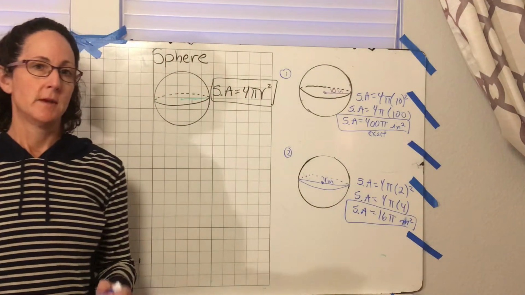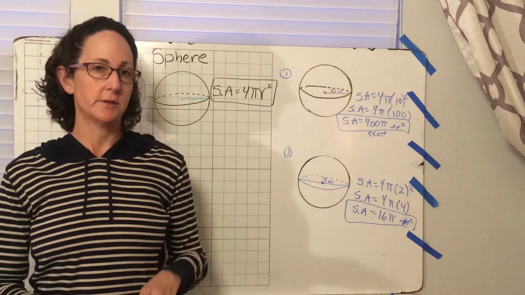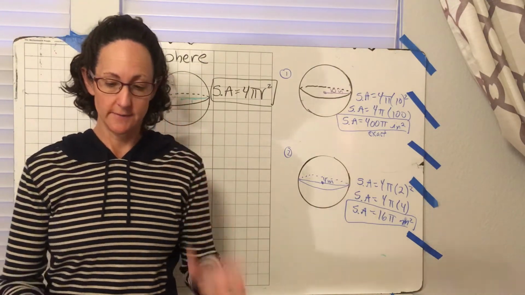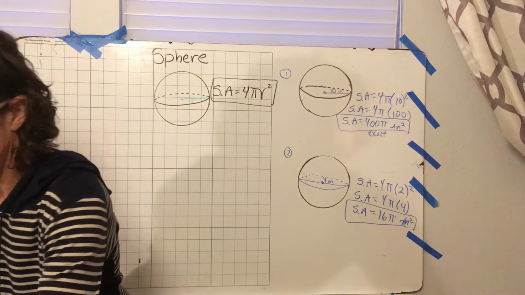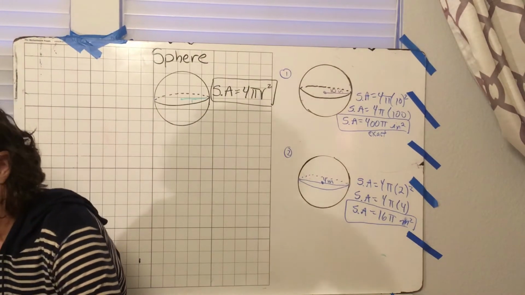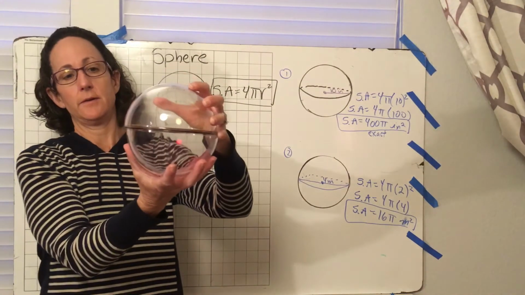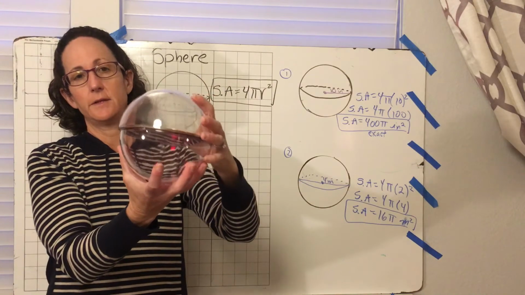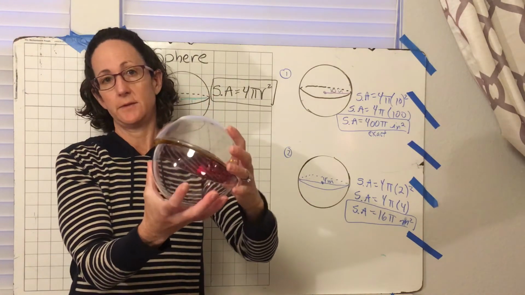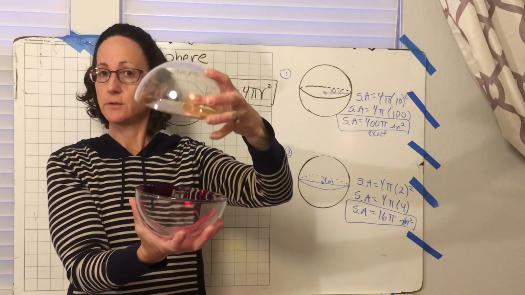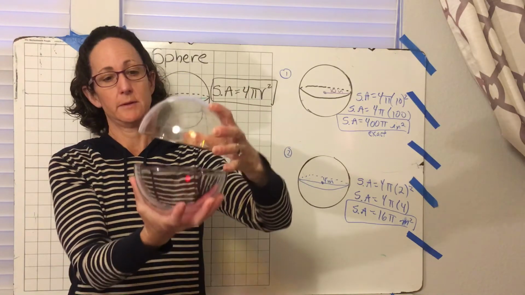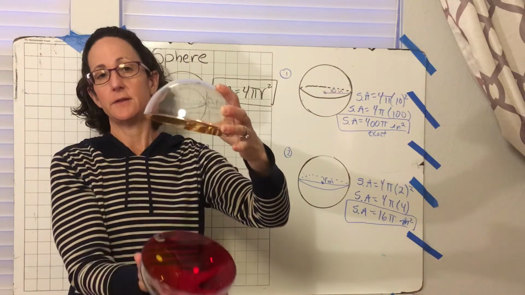Okay, so that's kind of like the basics. We're going to do one more variation on that. If you have this, you can think of this as being the Earth. The Earth is broken up into 2 hemispheres. This is the northern hemisphere, which is where we live, where most people live. And this is the southern hemisphere.